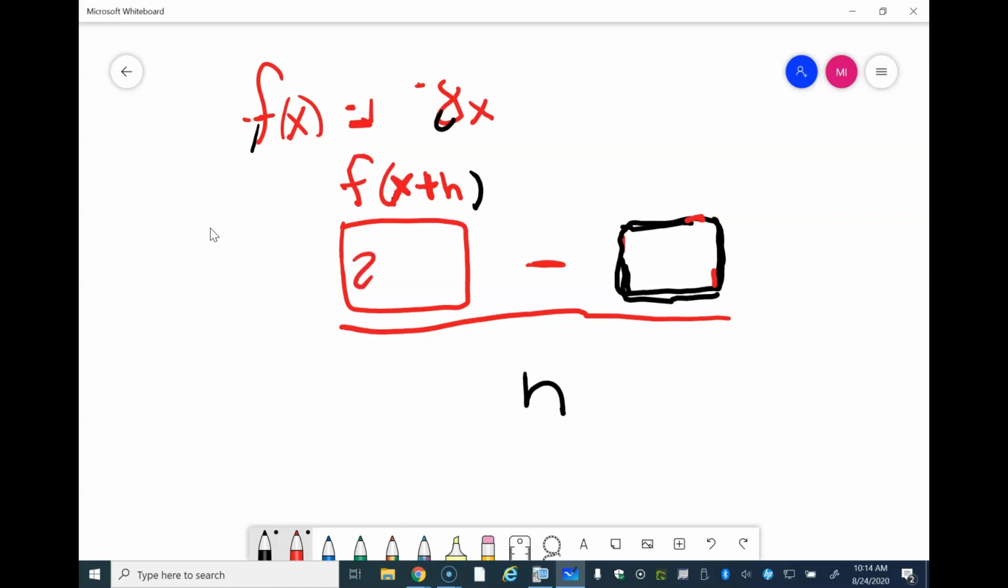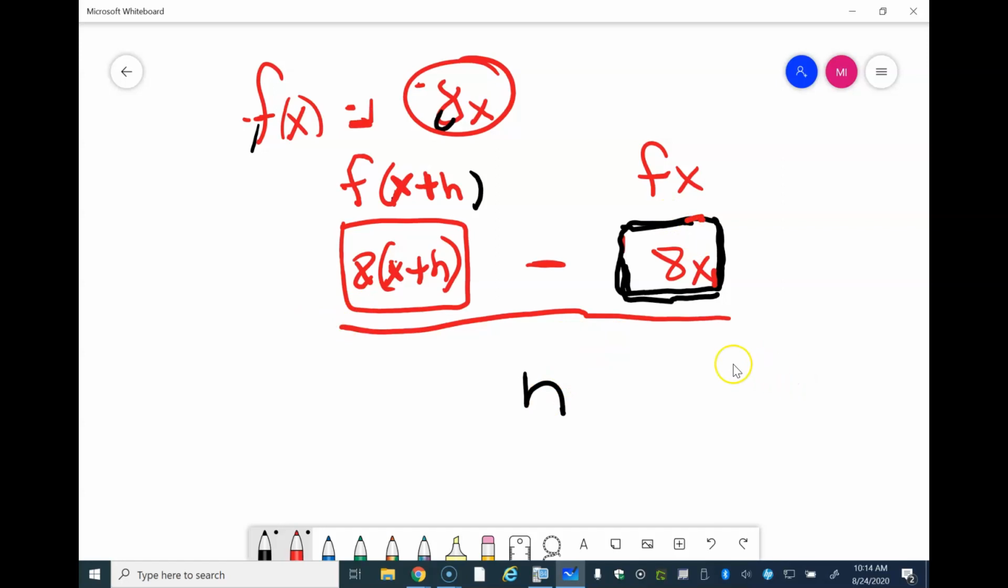So that's just that first part. The next part here is just f of x. So we rewrite this whole part and just put it in here. And then it's always over h. So that's all it means: part 1, part 2, part 3.